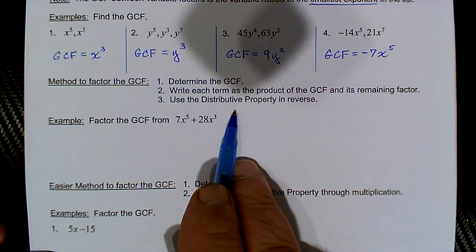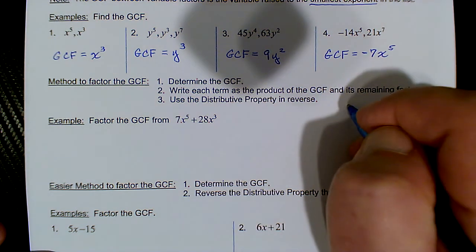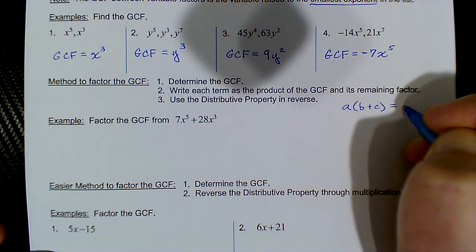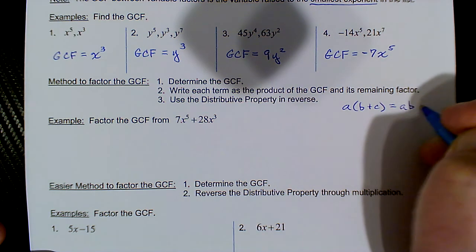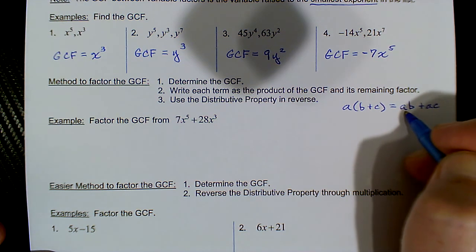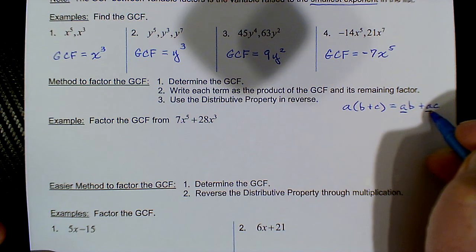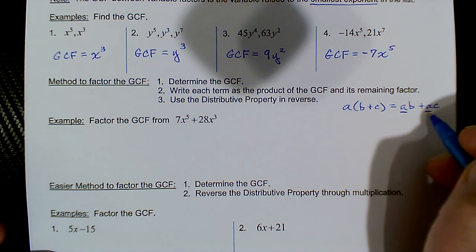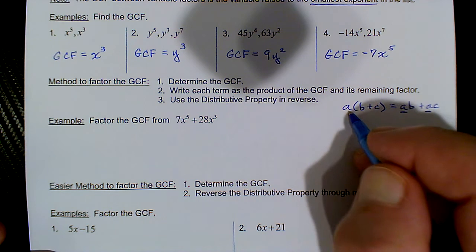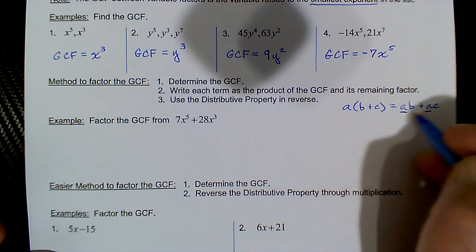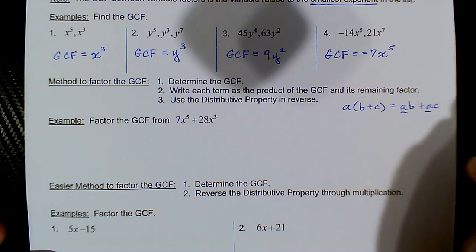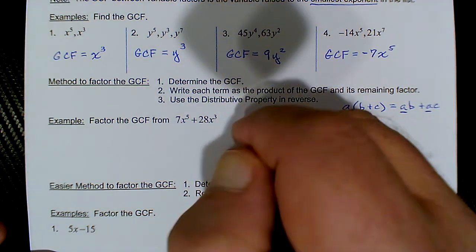So recall the distributive property: a times (b plus c) is equal to a times b plus a times c. We're going to reverse that. As long as we have an a that's common to the two terms, we're going to factor that out, because the a is a factor and the (b plus c) is a factor. That gives us this product. So we're going to use the distributive property in reverse. Okay, so first the greatest common factor.